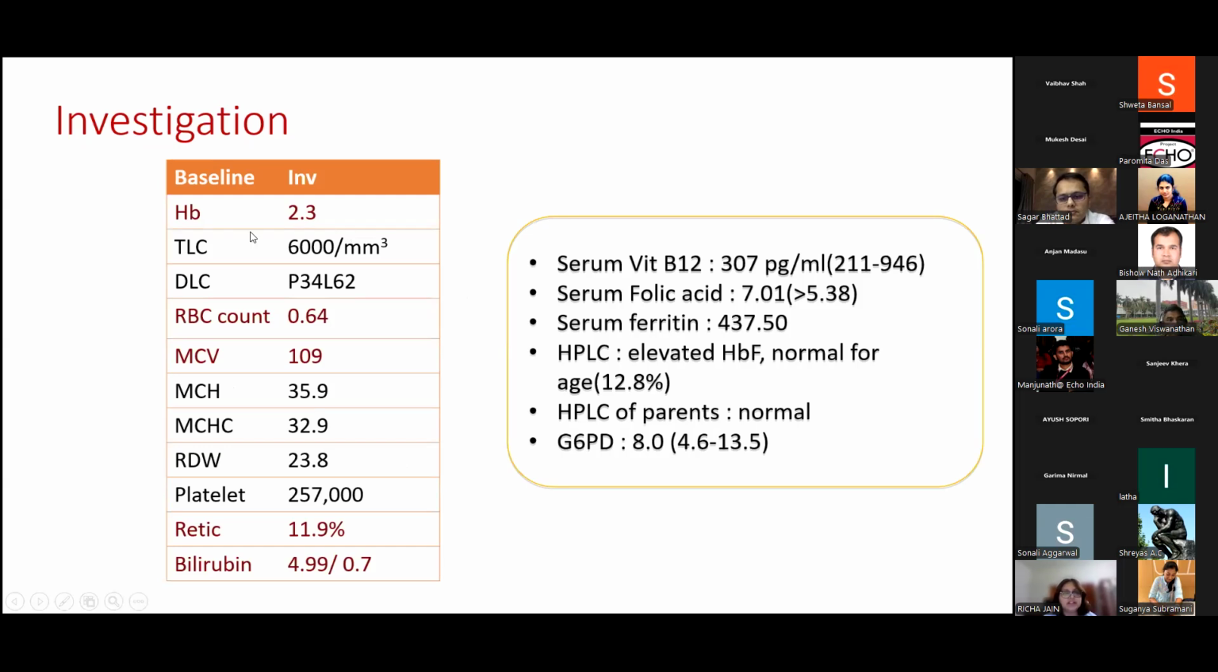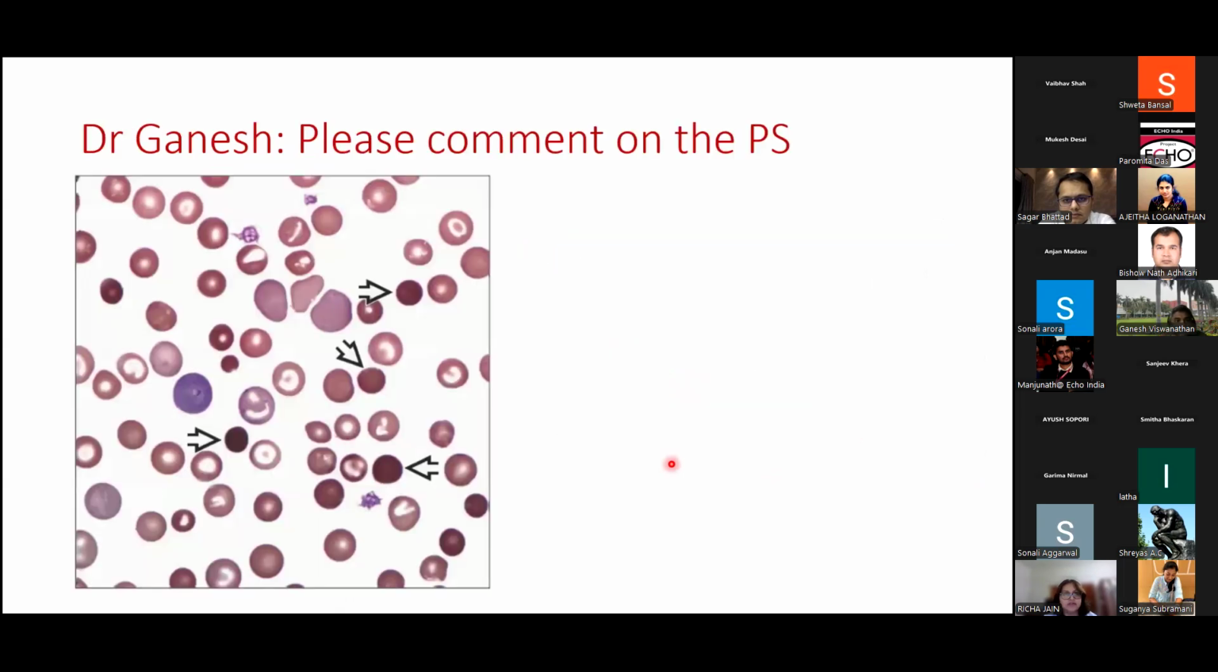In further investigations, she had severe anemia. Hemoglobin was 2.3, as we can see. Though her total counts, differential counts, and platelet counts were within normal limits, the RBC count was very low, the MCV was elevated, which was attributable to the very high reticulocyte count that she had, 11.9%, and she had unconjugated hyperbilirubinemia. Vitamin B12, folate levels, and ferritin were normal. HPLC was normal for her age. Parental HPLC was normal. G6PD levels were normal.